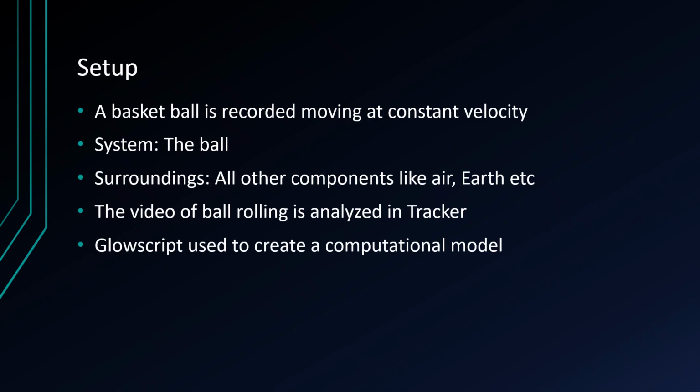The setup for this experiment is that a basketball is recorded moving at a constant velocity. The system in our case is the ball, while the surroundings is pretty much everything else like air, earth, gravity, etc. The video of the ball rolling is analyzed in Tracker to obtain a position versus time graph, and VPython is used to create a computational model.